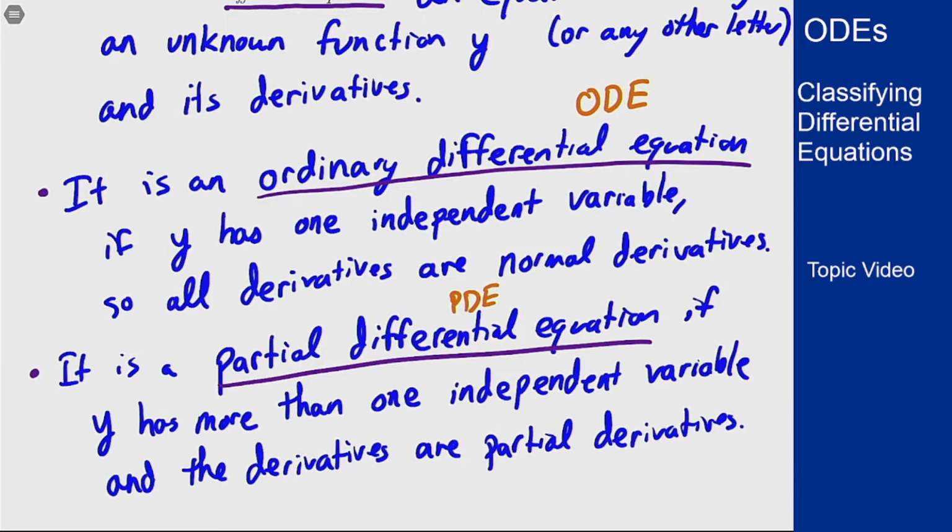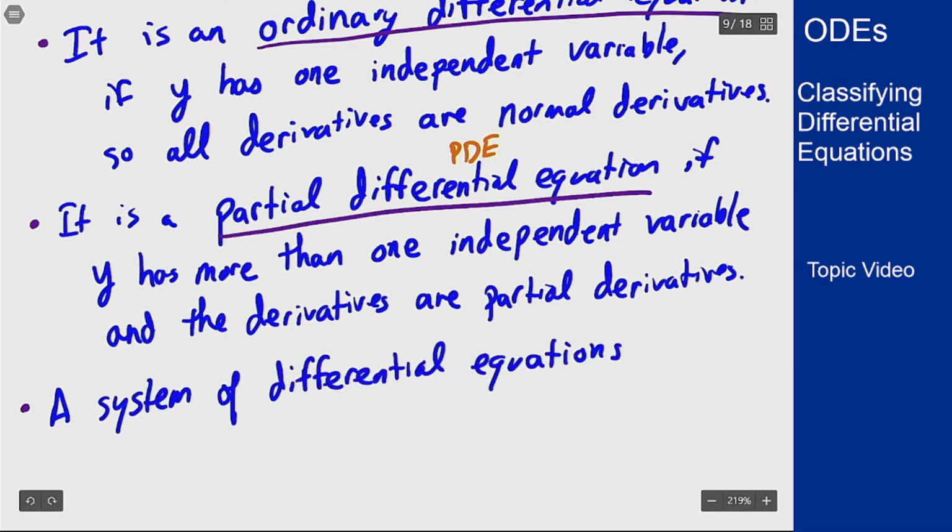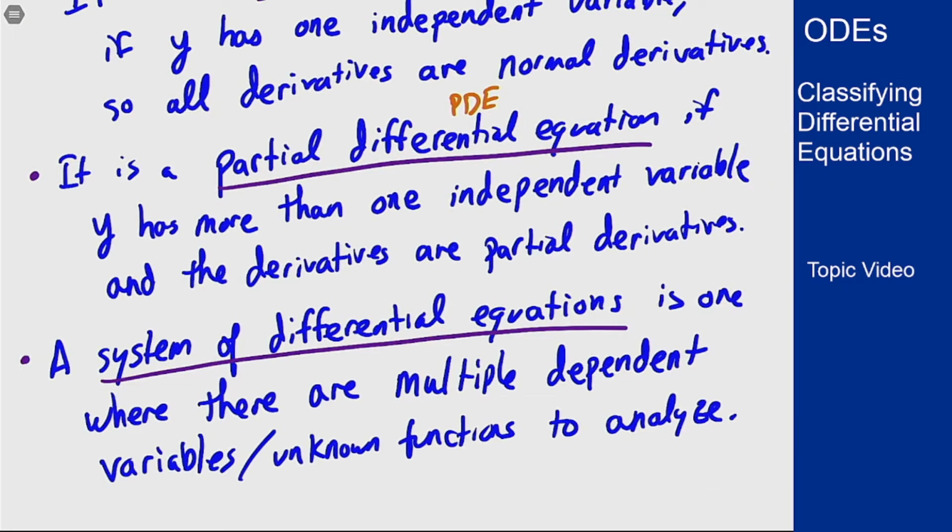Now, one other definition here is that of a system of differential equations. A system of differential equations is when you have multiple things that are changing and are dependent on each other for how they change. A system, which could be either ordinary or partial, has multiple dependent variables, and the rates of change of those dependent variables can depend on themselves or the other unknown functions in the system. Another approach is that a system is one where I have multiple unknown functions I'm trying to deal with, as opposed to just one in a single differential equation.